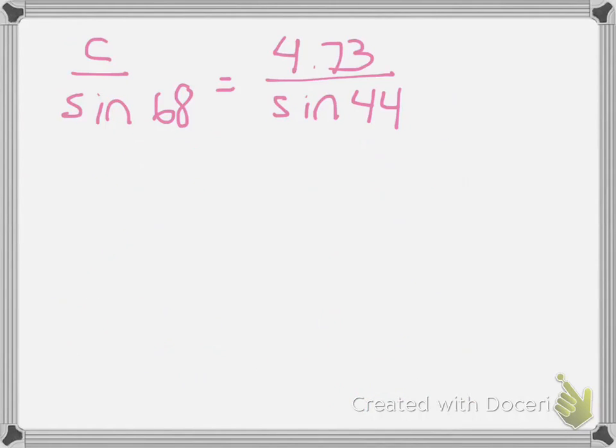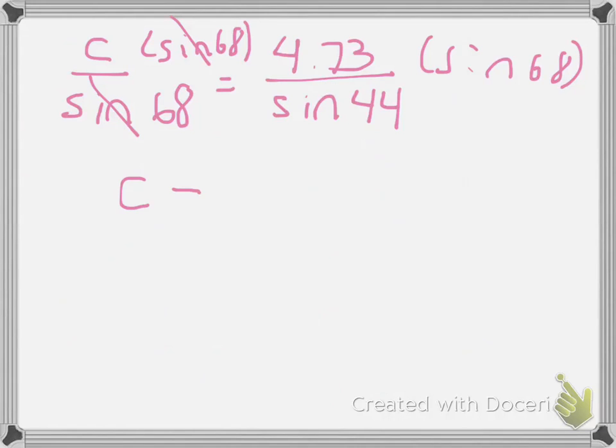To get c by itself, you have to multiply both sides by the sine of 68. Then these two cancel each other out, and when you divide 4.73 by the sine of 44 and then multiply that answer by the sine of 68, you get c to be 6.31.